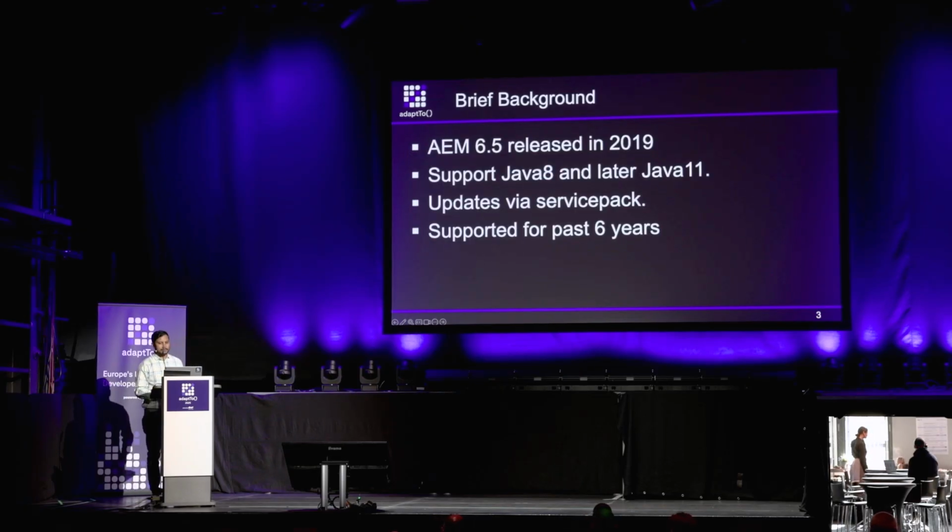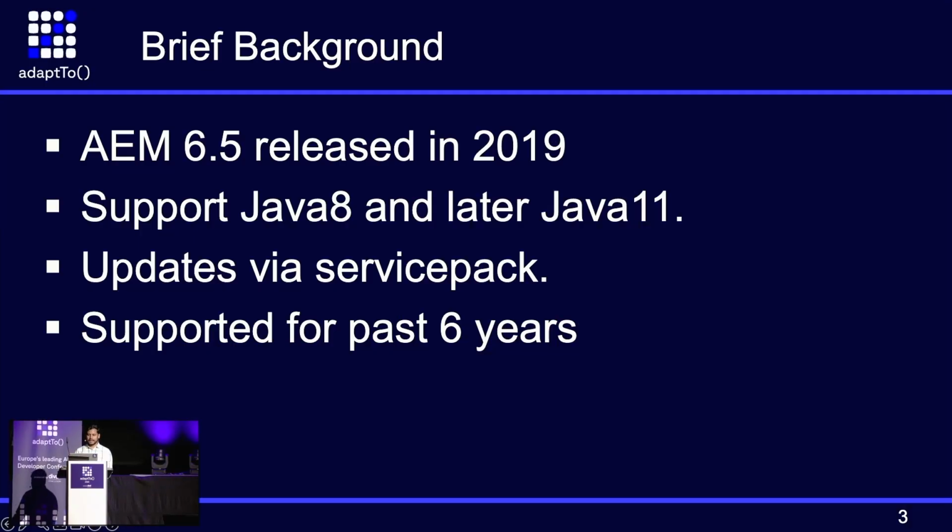So let's start with a brief background on AEM 6.5. AEM 6.5 was released in 2019, supporting Java 8 and Java 11 for on-prem and AMS customers. And Adobe has been providing regular updates to AEM 6.5 through SPs for the past 6 years.